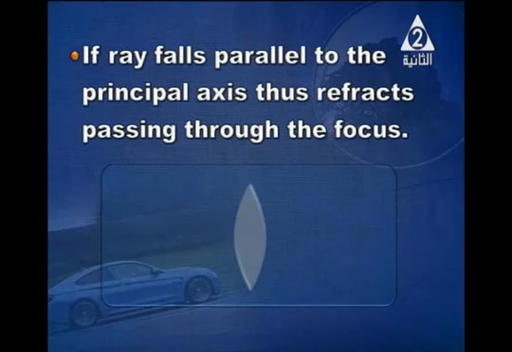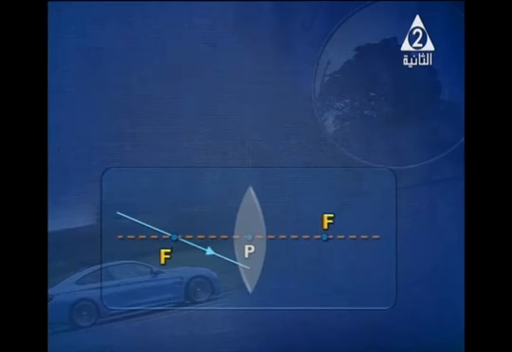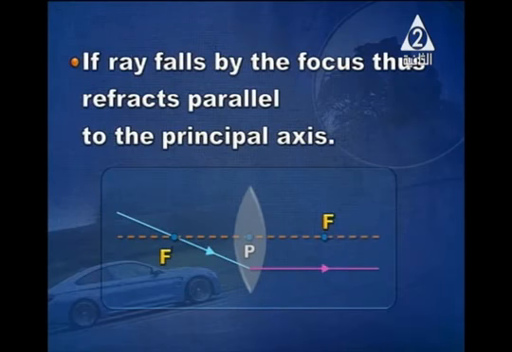Number 2. If the light ray falls parallel to the principal axis, it will refract passing through its focus. This is the light ray which passes parallel to the principal axis. It will refract passing through the focus. If the light ray falls passing through the focus, it will refract parallel to the principal axis. These are the 3 paths of the light ray when it falls on the convex lens.